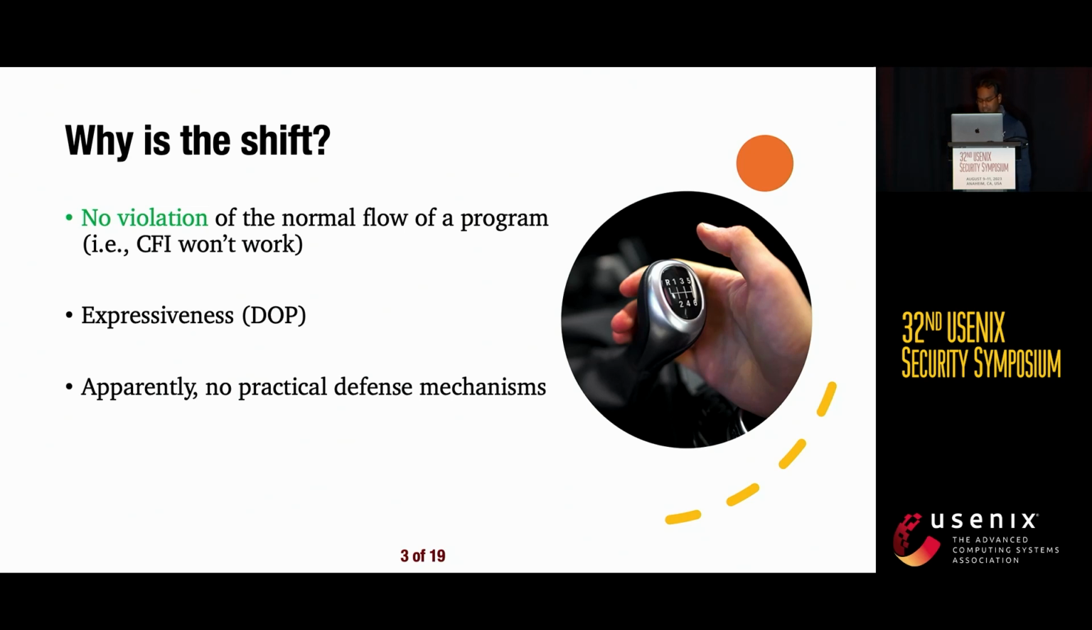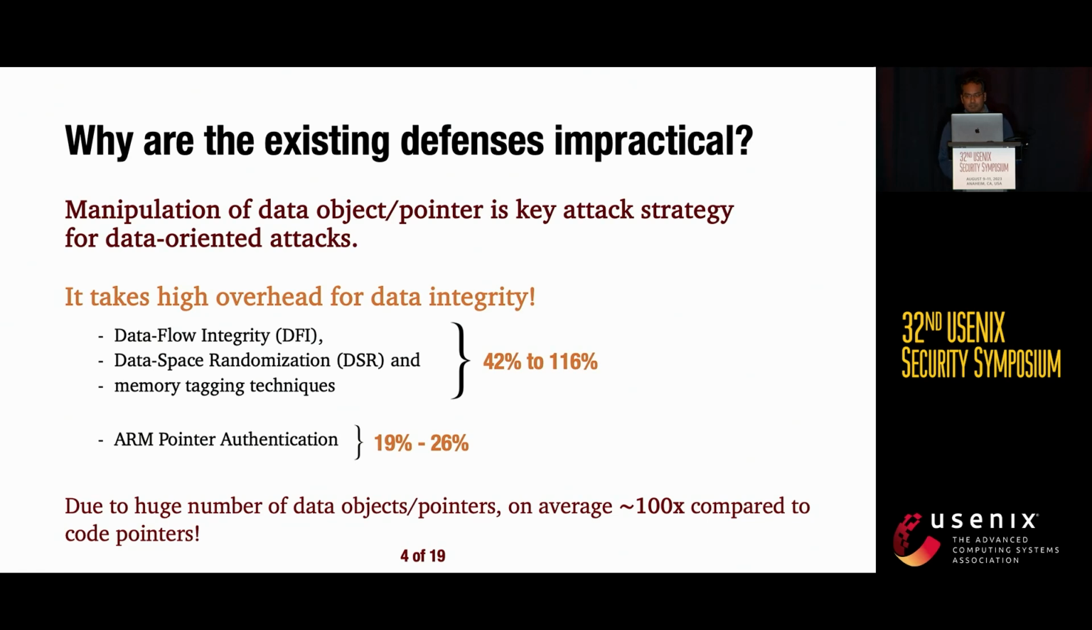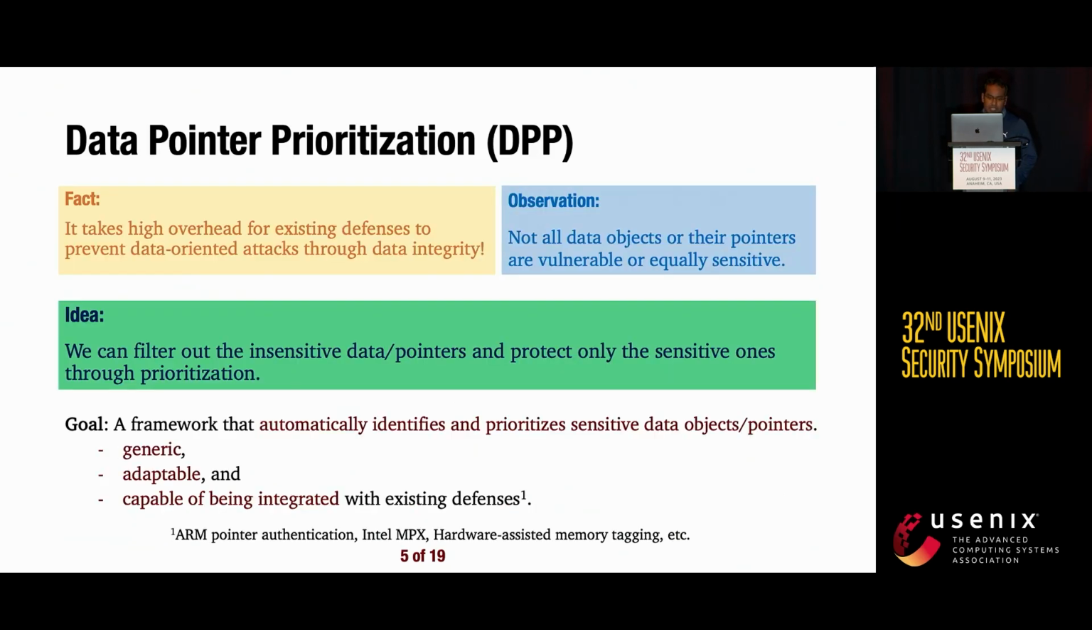to prevent these data-oriented attacks. So why are the existing defense mechanisms not practical? The key attack strategy for data-oriented attacks is the manipulation of data objects or pointers. So in order to prevent data-oriented attacks, we need to ensure the integrity of the data or pointers. And it takes a high overhead to do this kind of data integrity, primarily because of the huge number of data objects and pointers in a program. So the fact is it takes high overhead for existing defenses to prevent data-oriented attacks through data integrity.